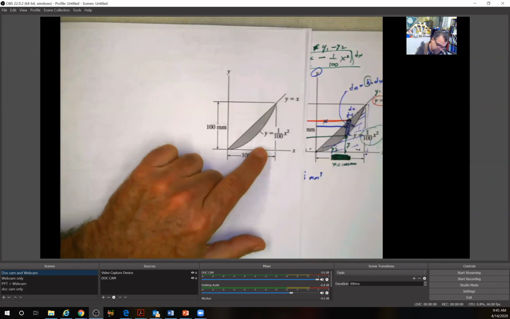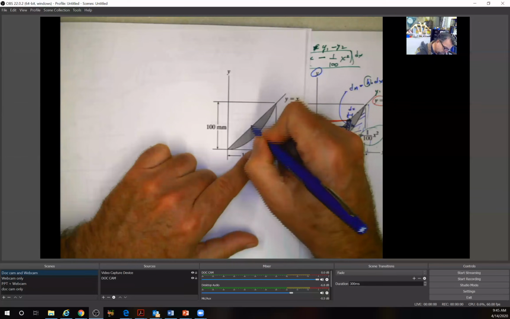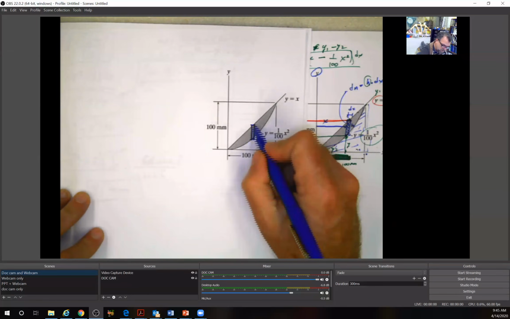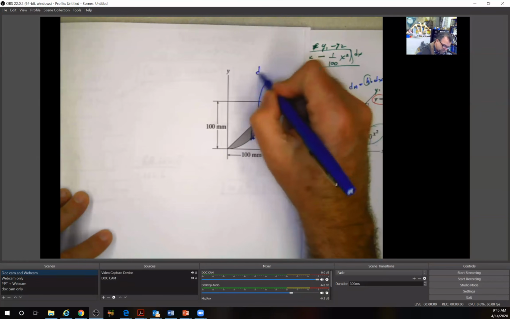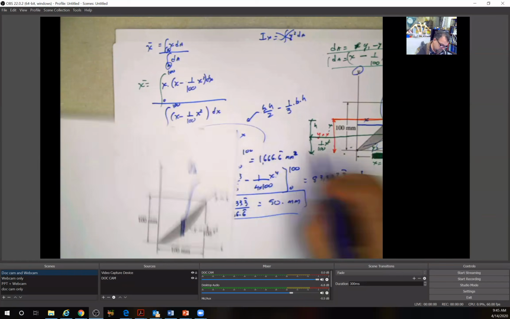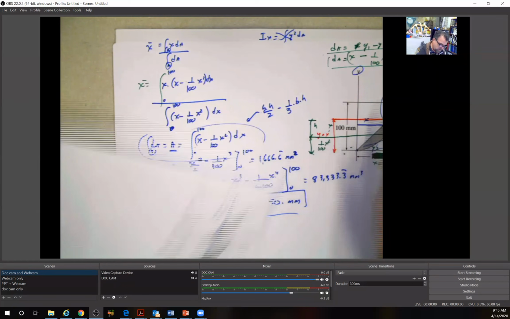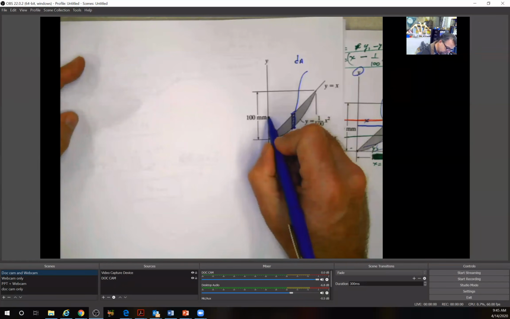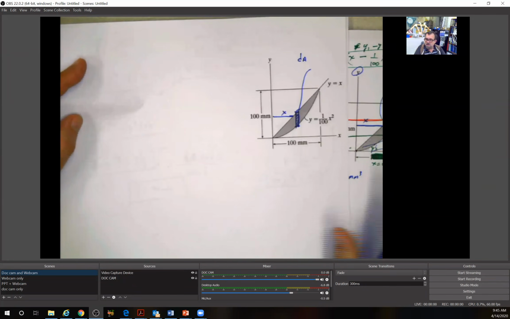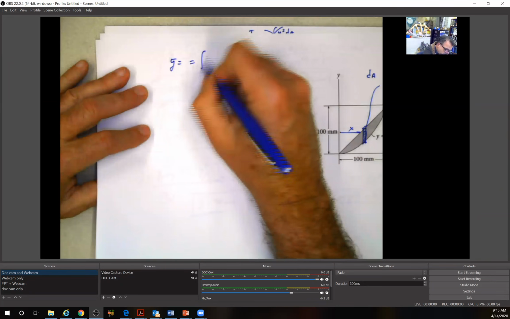This is what we had for the first part of the problem. We say this is our differential of area, and the distance that we measured was this distance, x. That was for the first part of the problem, and now we're trying to do the second part. But somebody was telling me, okay, yeah, I know the equation is this.